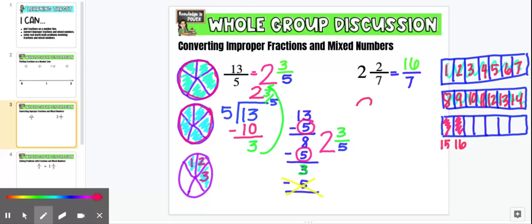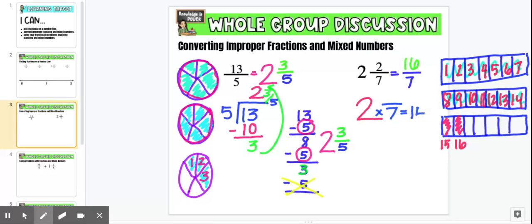So what you can do is you can say, okay, I'm going to take 2, and I'm going to multiply that by my denominator. 2 times 7 is 14, which is ultimately what we did right here, right? When we took these 2 wholes and we broke them into 7 pieces and then counted. 7 plus 7, or 7 times 2 is 14. And then we take our numerator, this 2, and we add it in. So that's what we did here. We added these 2. You get 16, and your denominator stays the same.